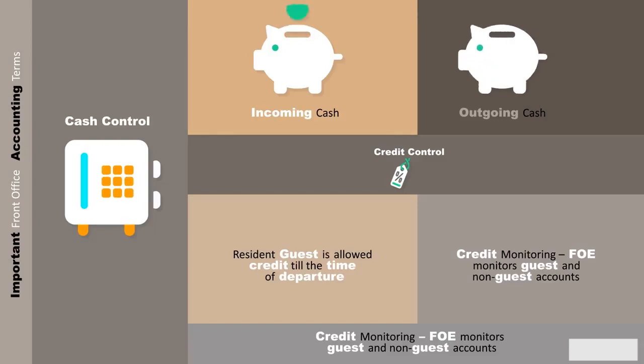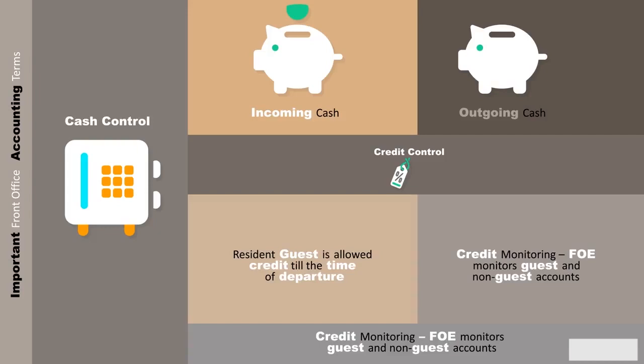Cash control. The term cash includes coins, currency notes, traveler's checks, bank checks, and more. In small hotels, only one person handles the cash. In large hotels, the cash is received by various departmental cashiers. It can be divided into 2 groups: incoming cash and outgoing cash.